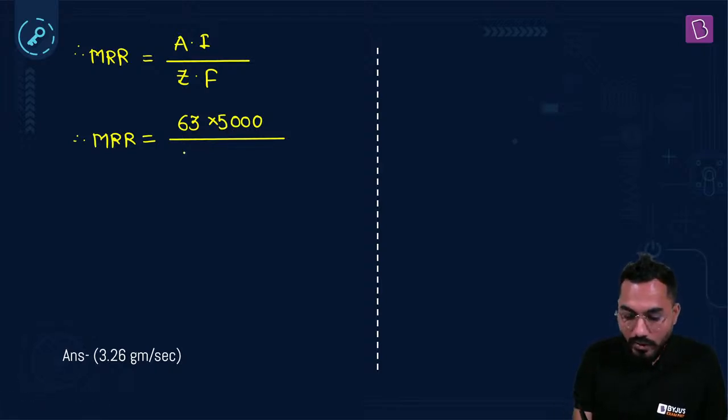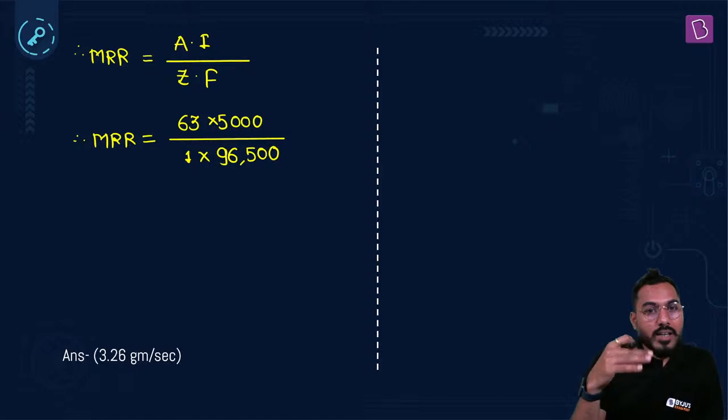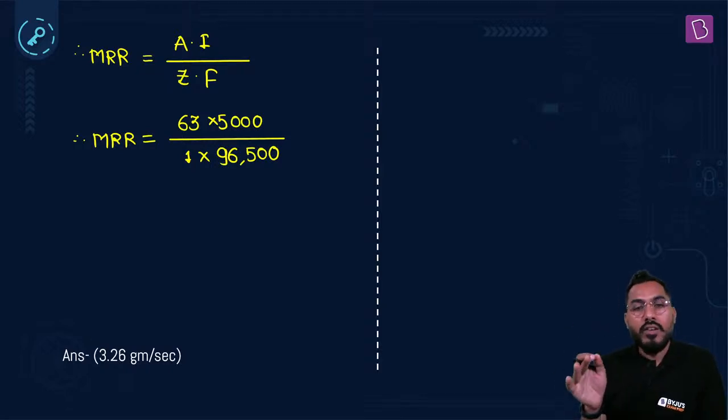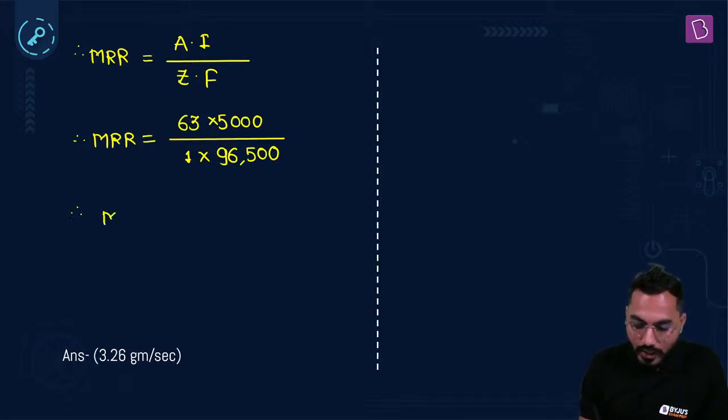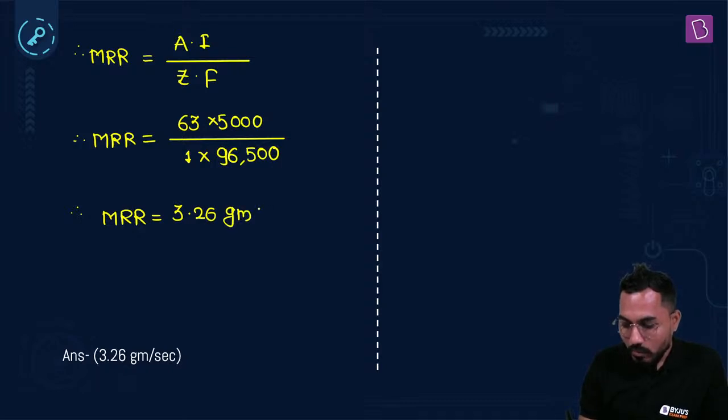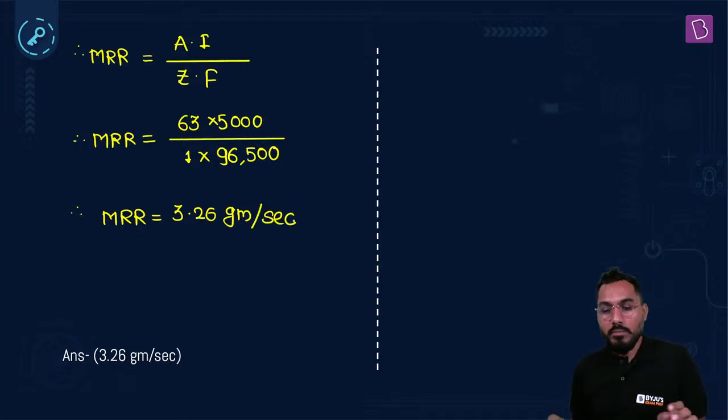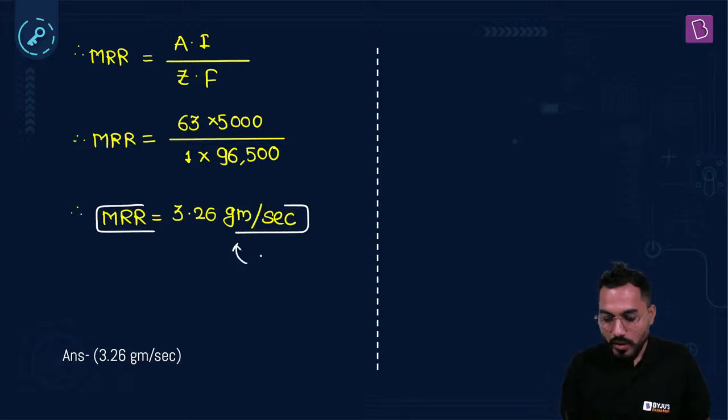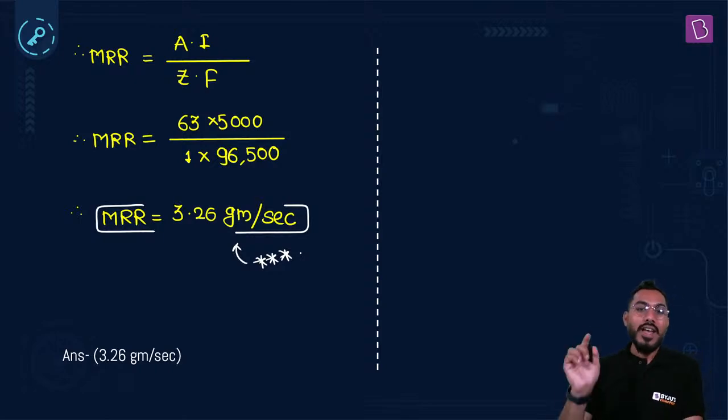Valency Z is exactly equal to how much? 1, and Faraday's constant 96,500 because it was directly given. If it is not given, you can take 96,540 coulomb charge. Fine. And then if you calculate this, material removal rate comes out exactly equal to 3.26 gram per second. So this would be my final answer. Is it accepted? Yes, 3.26 gram per second is the answer.